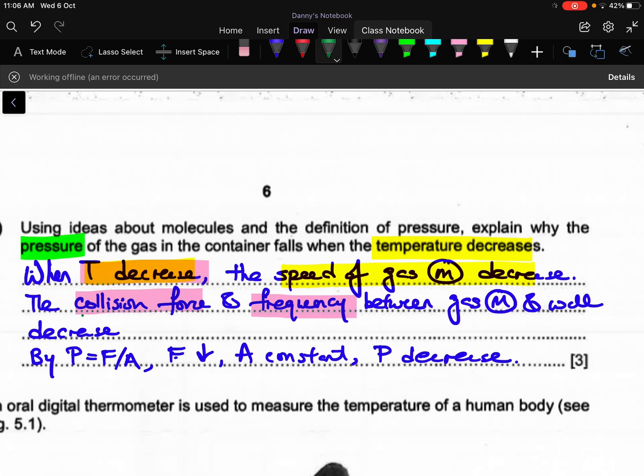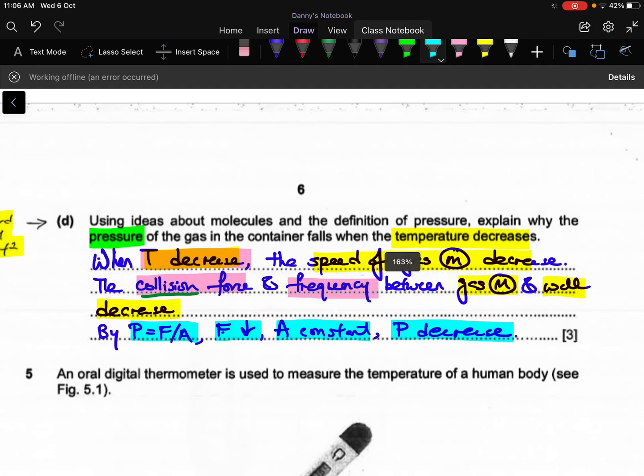So once you mention collision, you must identify to me what collides with what. So in this case, it will be the gas molecule with the wall. And of course, because now the molecules are moving slower, the collision force and frequency will actually drop. Finally, please quote the formula for pressure. In our case, the F will drop, area is constant, so therefore pressure drops. So this is 3 marks for you, almost like a giveaway. Okay.